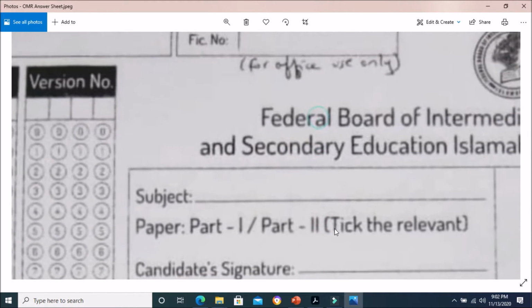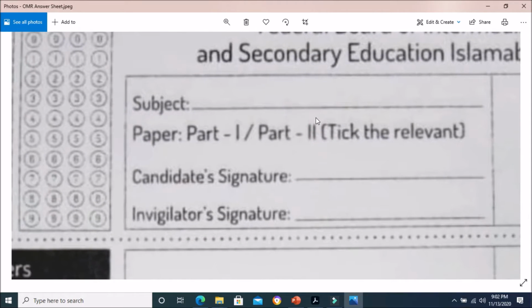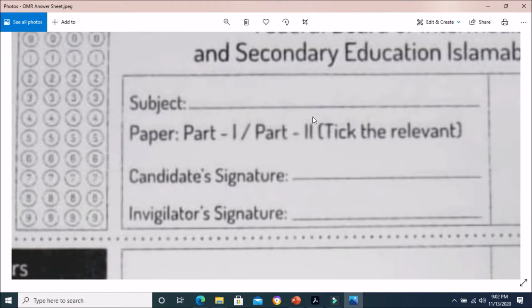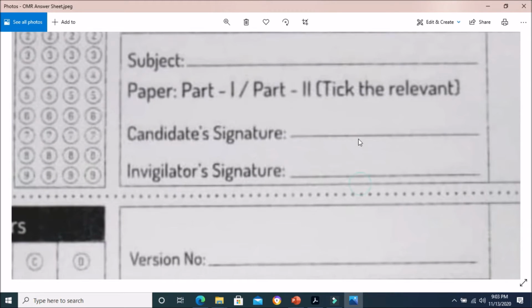Now in this answer script, you can see that first you need to write your subject and mark whether you are in part 1 or part 2. If you are in class 9th, you are going to mark part 1. If you are in class 10th, you are going to mark part 2. You will put your signature over here in the place of candidate signature.